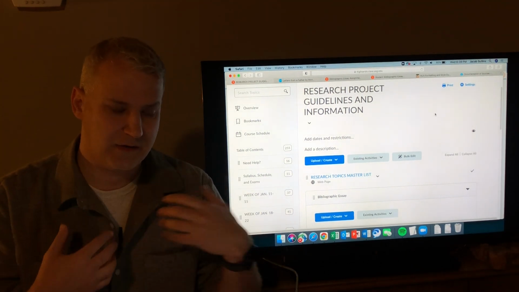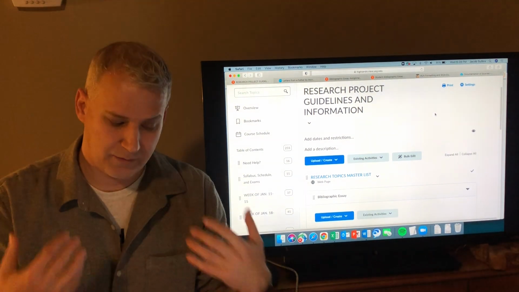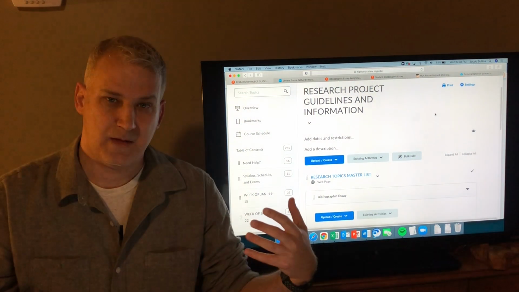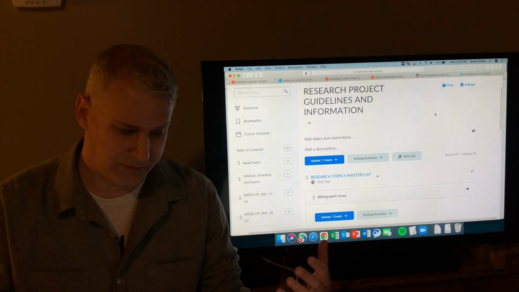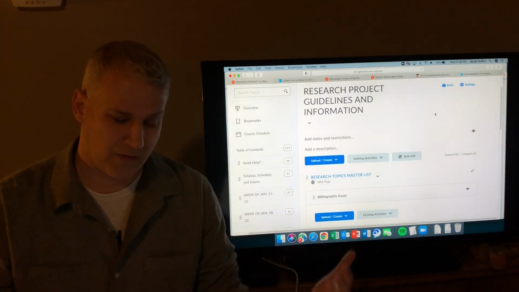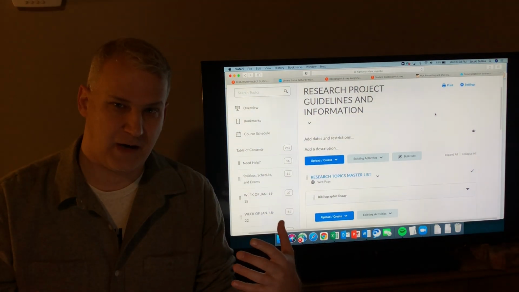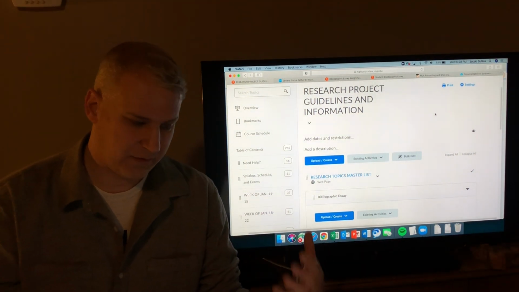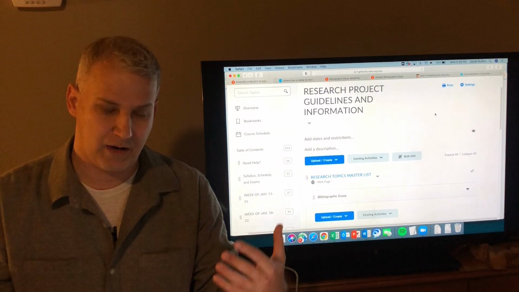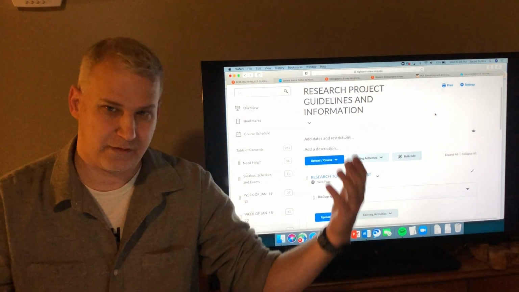Like in the humanities, in English and history, they're often called bibliographic essays. Like the nursing faculty call them literature reviews. So they're known by a few different names. You also see people do annotated bibliographies. Annotated bibliographies are essentially a bibliographic essay with no introduction or conclusion.